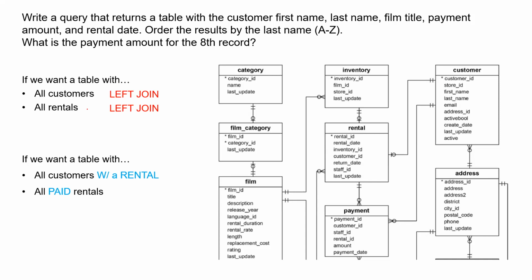Because we're looking at people with actual rental records from a customer, this would be an inner join. And for all paid rentals, the relationship between the rental table and the payment table would also be an inner join. So versus the previous case, this would require inner joins all across. The strategy is to link the film and inventory table using an inner join, and then link the rental and payment table using an inner join, and not a left join, because we want to look at only rentals with a payment record.